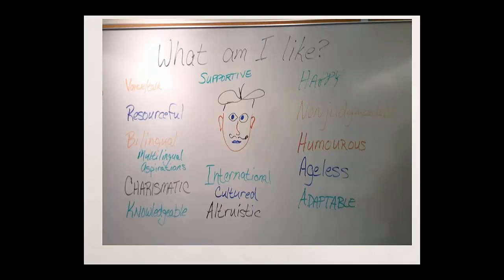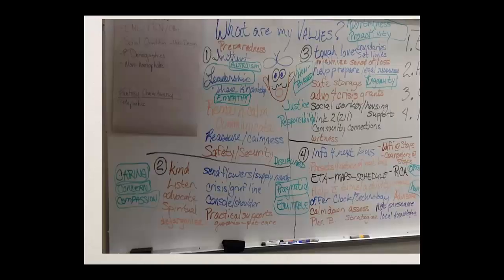He's resourceful. He's bilingual. We did have bilingual participants, so bilingual with multilingual aspirations. He's charismatic and knowledgeable. He's international, cultured, and altruistic. He's happy, non-judgmental, humorous, ageless, and adaptable. So these are all very aspirational. And when you're actually working with a designer, these are the kind of words that you want to anchor around: how am I going to design this thing?